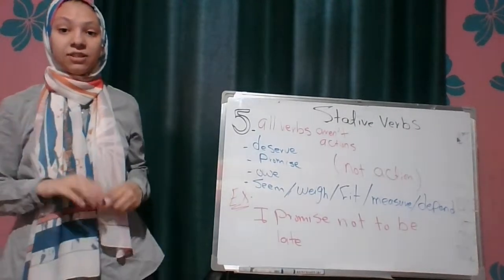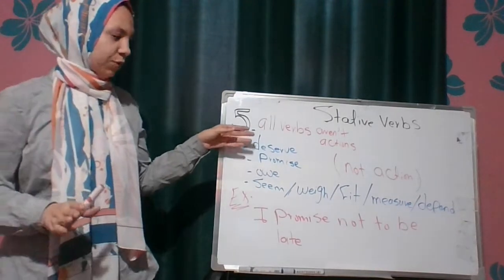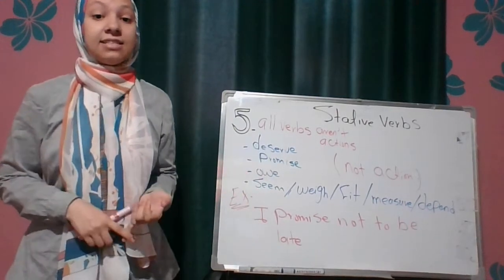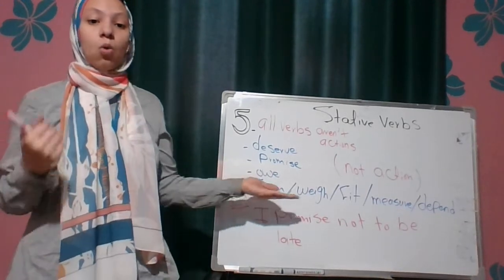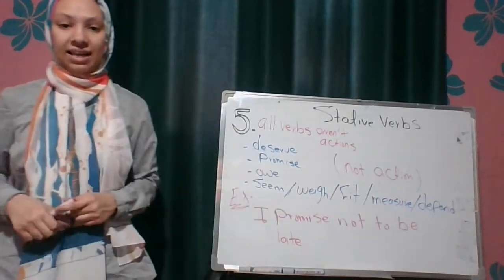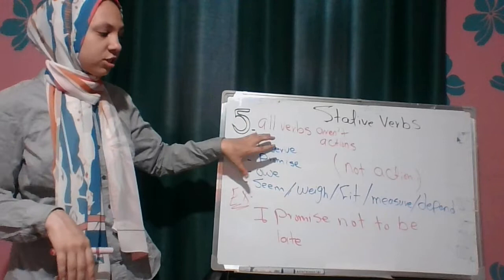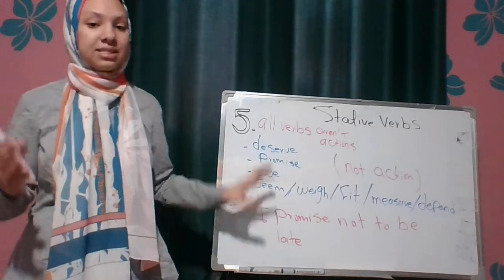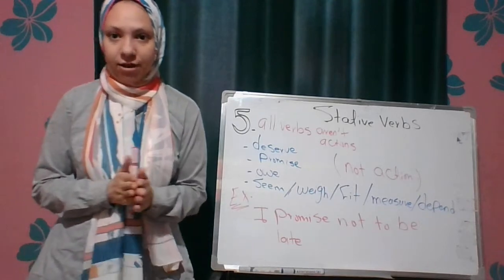Now let's take the fifth group of the stative verbs. The fifth group is verbs that are not actions, like deserve, promise, seem, weigh, fit, measure, depend. For example, I promise not to be late, and all these verbs are not actions. Most of the stative verbs are used in this way.